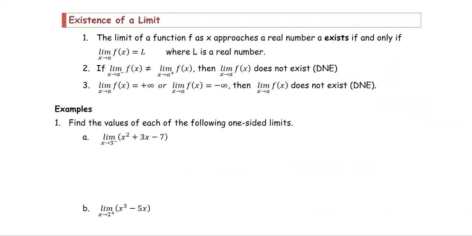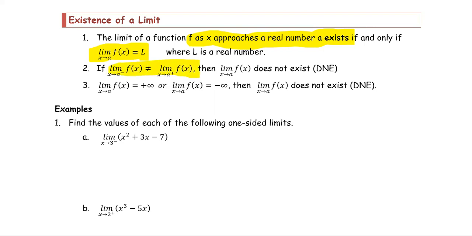Existence of a limit. The limit of the function f as x approaches a real number a exists if and only if the two-sided limit of the function equals L. No superscript, either plus or minus sign, represents the two-sided limit. So that means the left-hand side and the right-hand side limits must be the same.